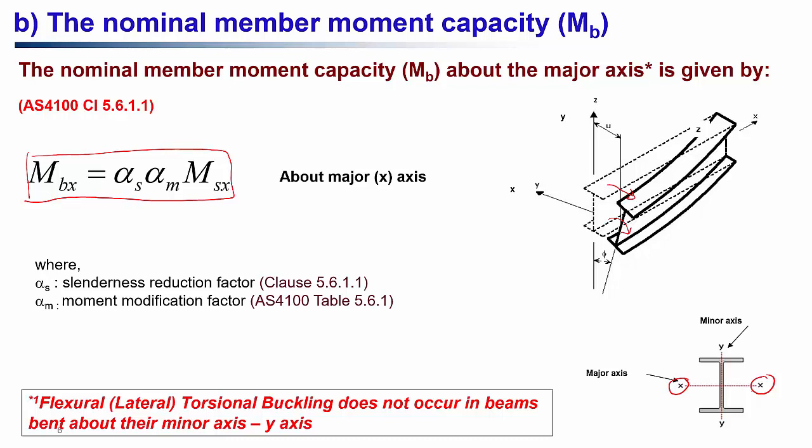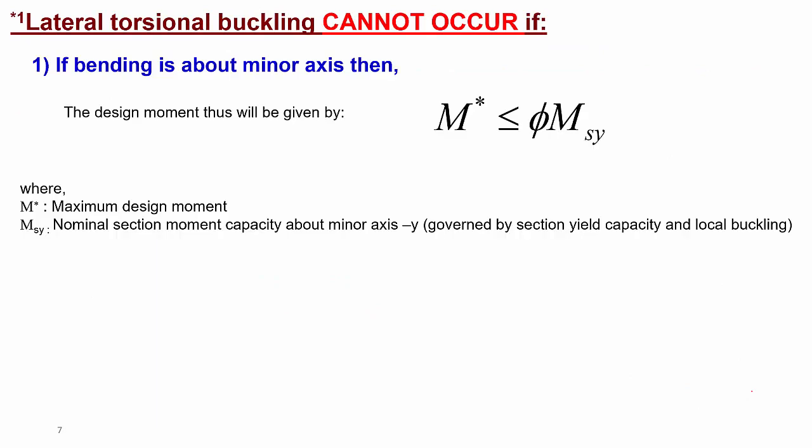So the lateral torsional buckling only occurs when it is bending about the major axis, that is about x-x axis. If it is bending about the minor axis, there will be no lateral torsional buckling. It will just be bending about the minor axis. That means lateral torsional buckling cannot occur if the bending is about the minor axis. If the loading is such that the bending is about the minor axis y-y, then the major axis or the stronger axis x-x is pretty strong, so it can resist the lateral torsional buckling, right? The bending about the y-axis is more predominant in that case.